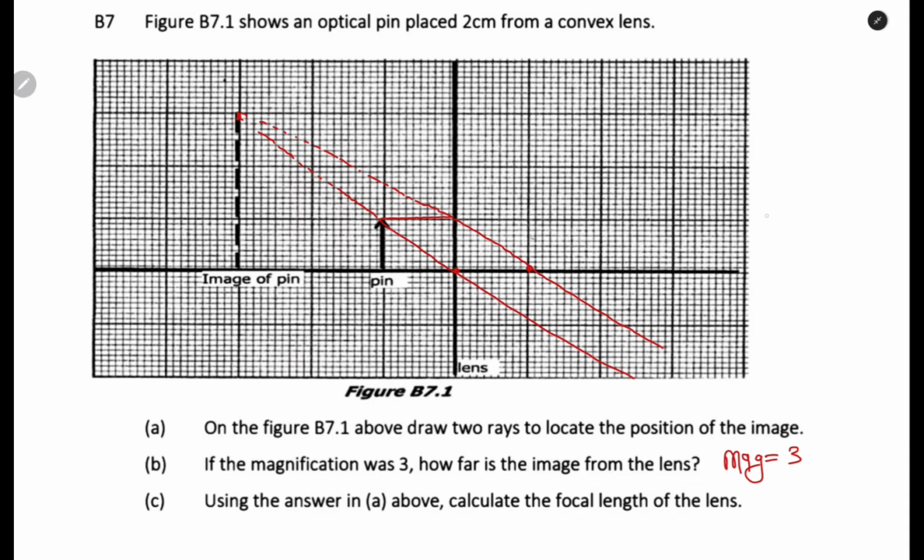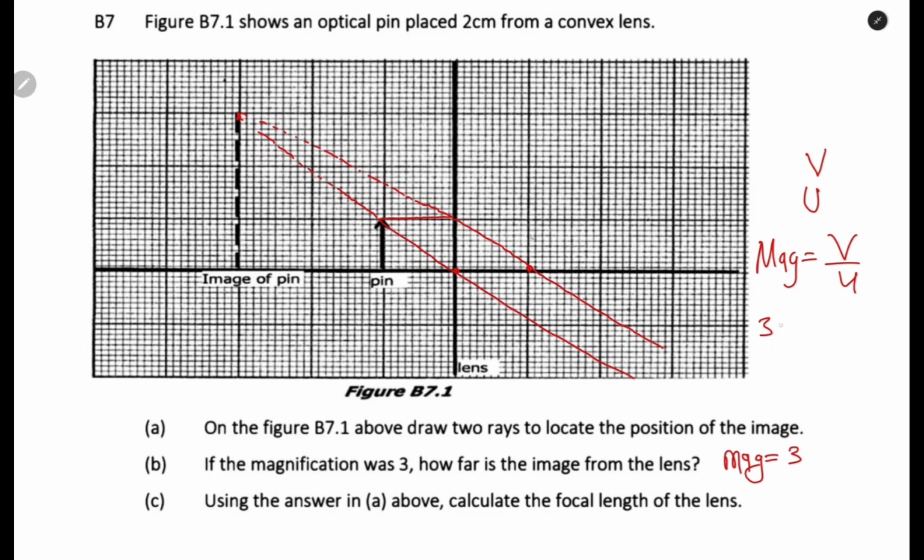Now, magnification, you can look at the distance moved by the what? The image, divided by the distance moved by the what? The object. And in this case, the distance moved by the image, we use v, and the distance moved by the object, we use u. And therefore, magnification, we can say is equal to v over u.